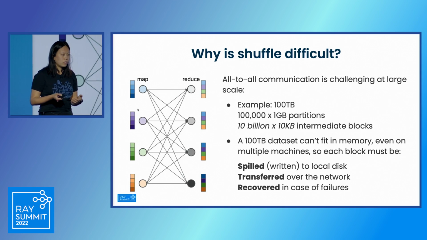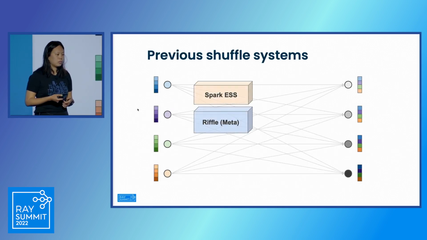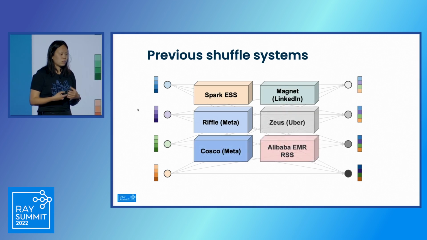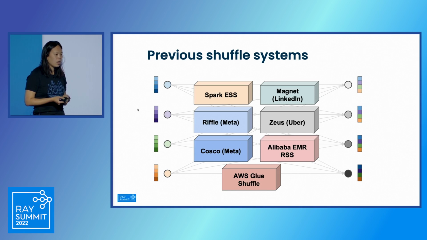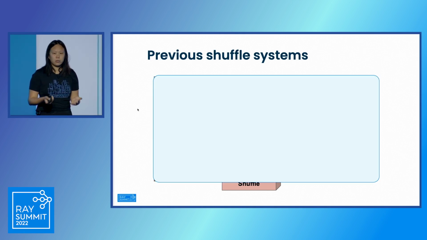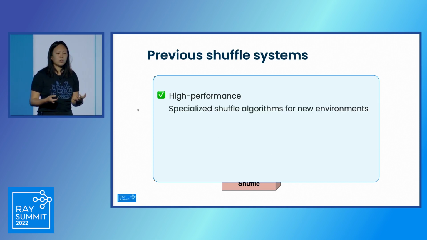To handle this problem in the past, people have built a lot of specialized shuffle systems. These are systems built specifically for large-scale shuffle. And the good thing about this is that because these systems are specialized, they're often very high performance. That's because people have built them specifically for new application and hardware environments.